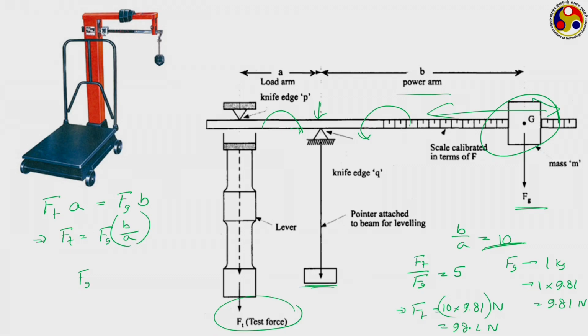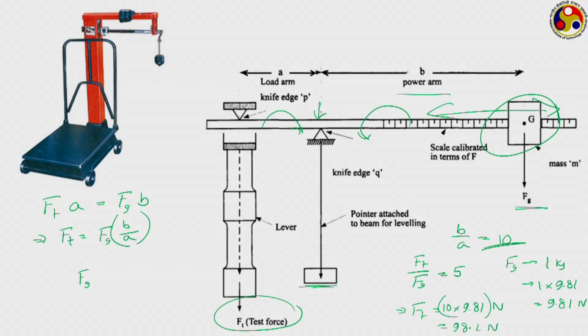Commonly B by A is significantly greater than 1, but if the situation requires, sometimes we can also make it less than 1, thereby allowing some standard masses to measure much lower value of force. So, this way, non-equilibrium balances with non-equal arm lengths can provide us measurement over quite a wide range of forces.